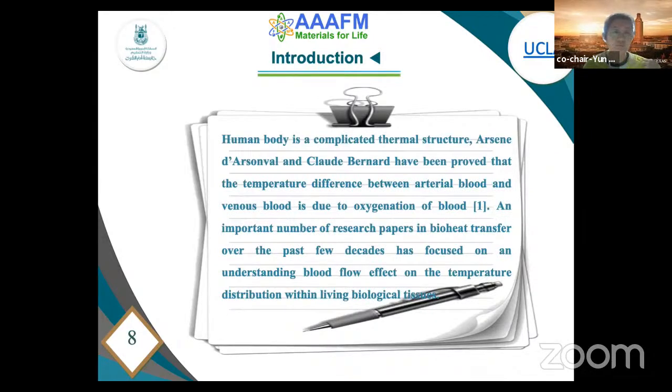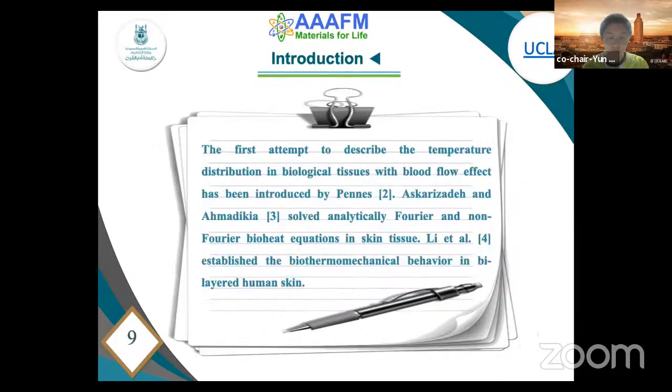In the introduction: a human body is a complicated thermal structure. Claude Bernard has proved that the temperature difference between arterial blood and venous blood is due to oxygenation of blood. An important number of research papers in bioheat transfer over the past few decades has focused on an understanding of the blood flow effect on the temperature distribution within living biological tissues. The first attempt to describe the temperature distribution in biological tissues with blood flow effect was introduced by Benes. Askarizade and Ahmadikian solved the Fourier and non-Fourier bioheat equations analytically.